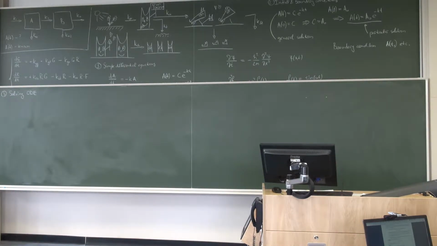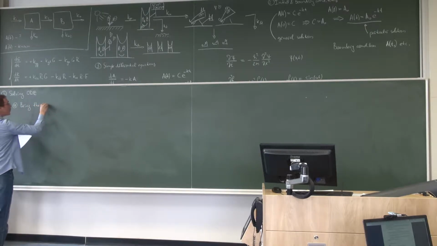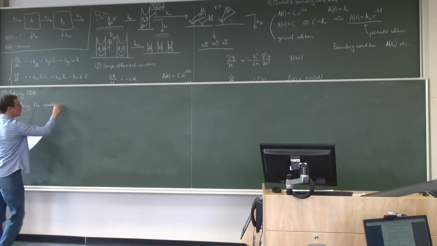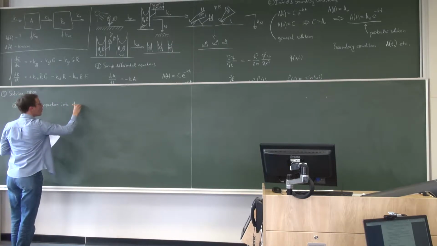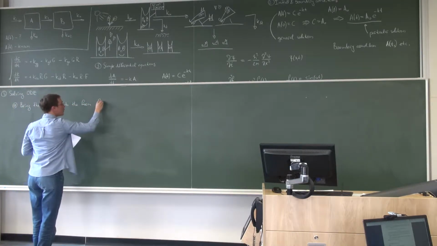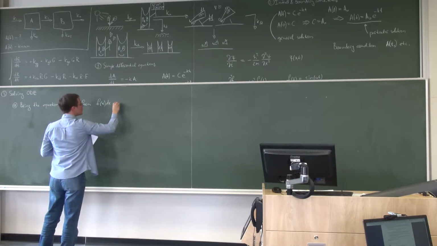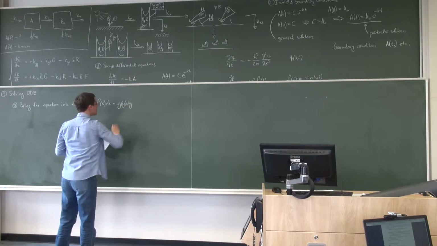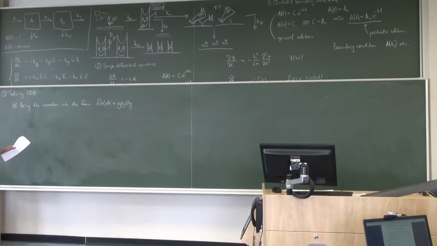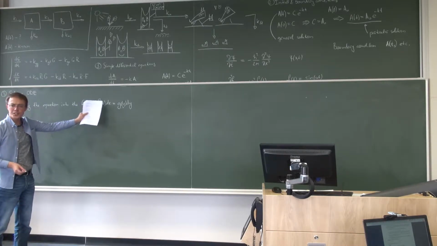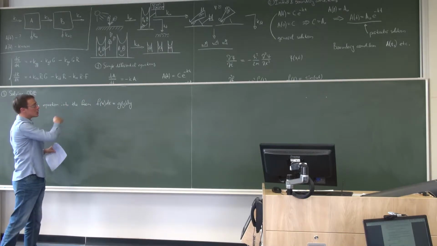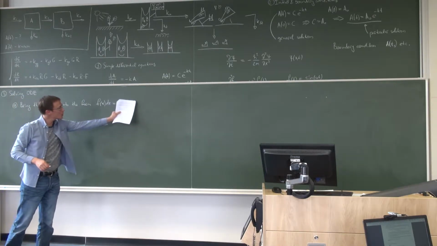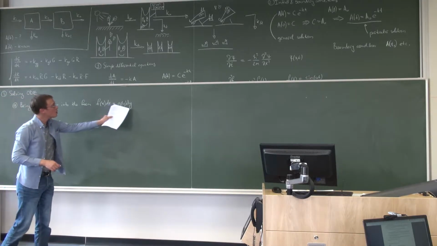Okay, so the first thing you need to do, if you have an equation, so A is bring the equation into form f of x dx equals g of y dy. That is, you need to collect all variables of one type, coordinate, time, whatever it is, on one side of the equation with a differential, and all the variables of the other kind on the other side.